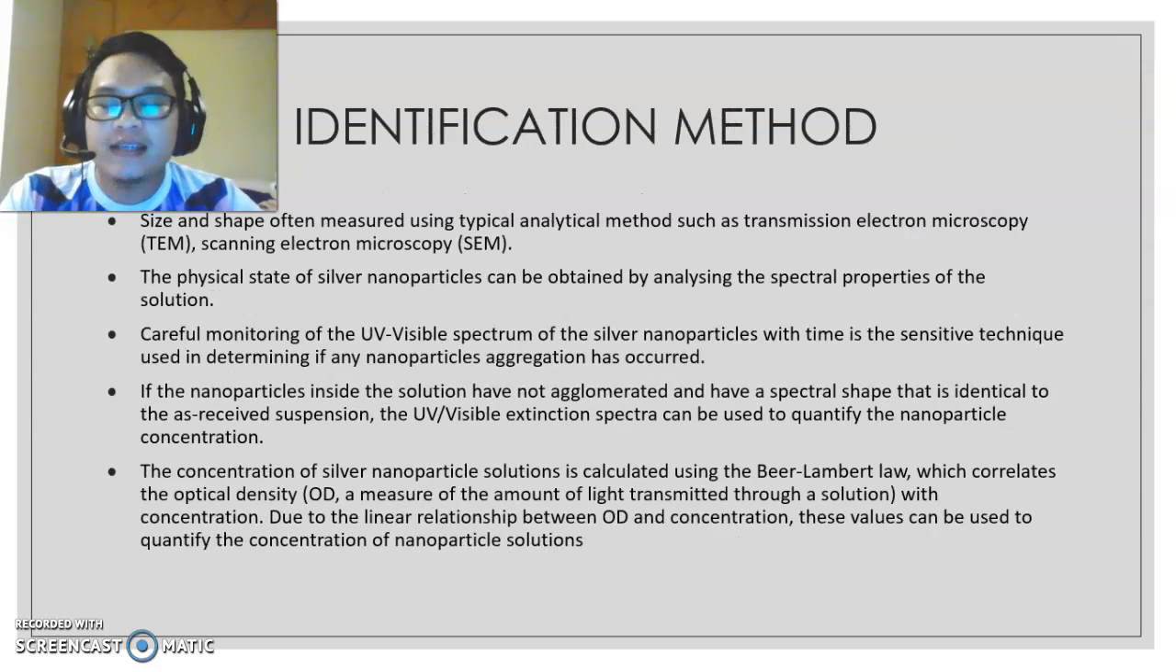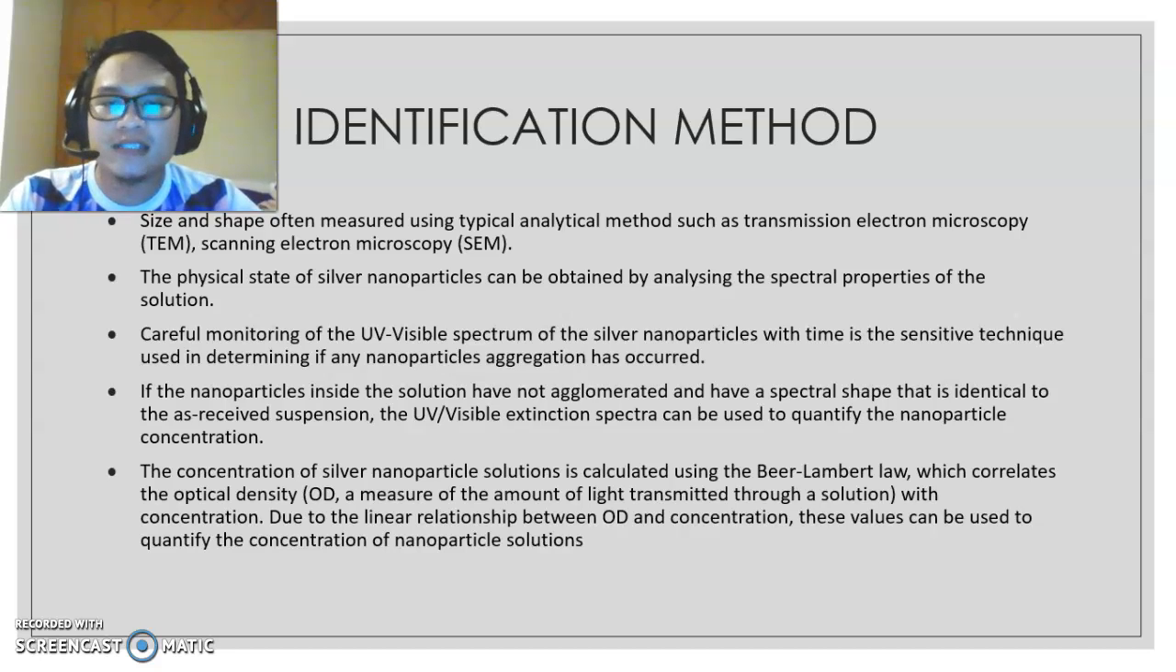To identify silver nanoparticles, one of the methods is that the size and shape are typically measured using analytical methods such as transmission electron microscopy (TEM) and scanning electron microscopy (SEM). The state of silver nanoparticles can be obtained by analyzing the spectral properties of the solution. Careful monitoring of the UV visible spectrum of the silver nanoparticles with time is the sensitive technique used in determining if any nanoparticle aggregation has occurred.